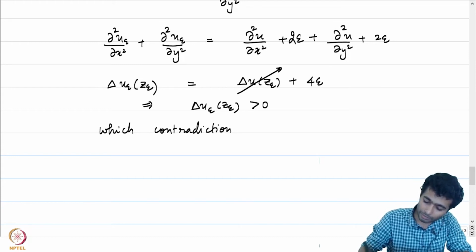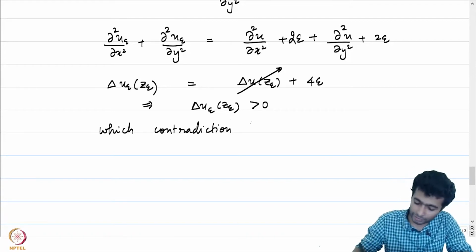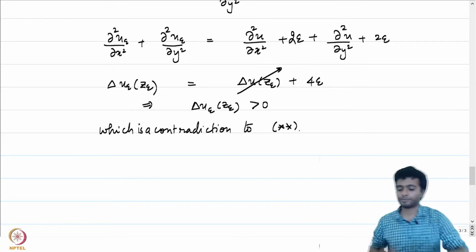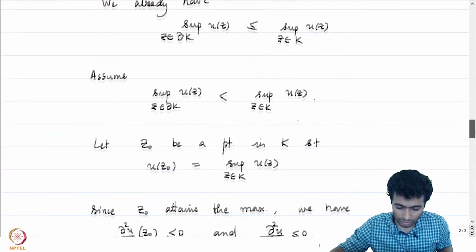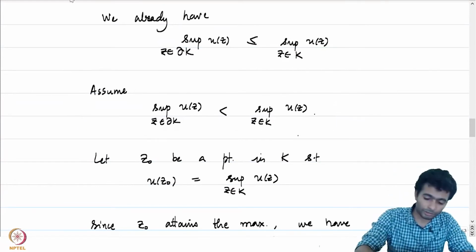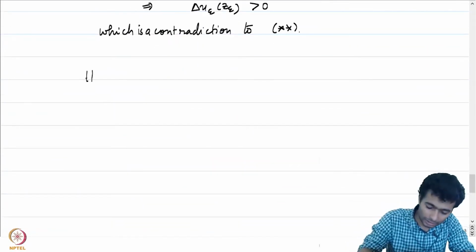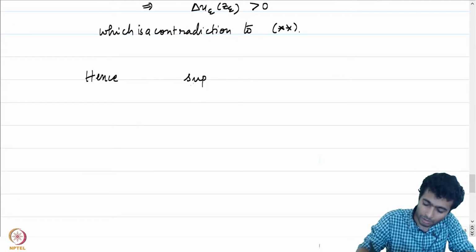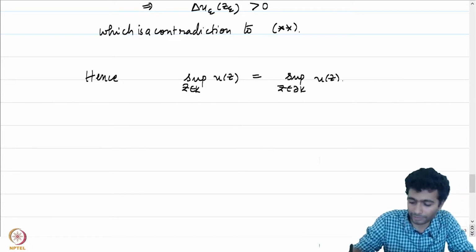We made some space by adding epsilon times x square plus y square to our given function. And therefore our assumption has to be false, which was the assumption here. Therefore this assumption has to be false. Hence the supremum of z in k of u of z is equal to the supremum of z in the boundary of k of u of z.